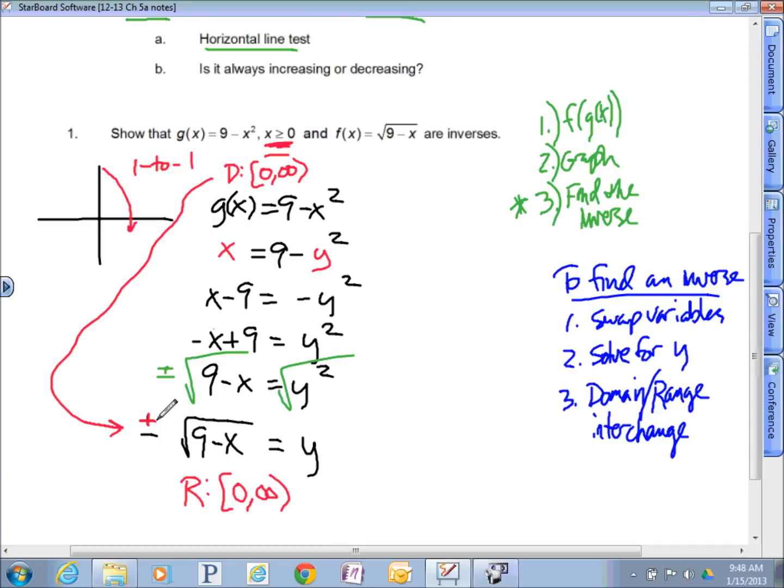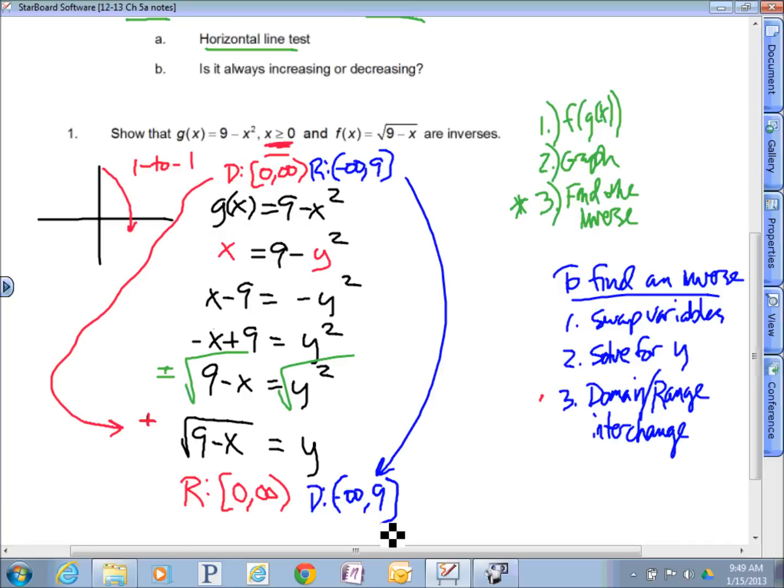So when I talk about this step 3 right here, this domain range interchange, whatever the domain is of the original function, my range is going to be of my inverse function. So I'm going to actually go through and take this negative out because I don't want that negative on my square root anymore. And while we were at it, if we come up here and we look, my original function would have a range of, let's see, negative infinity up to 9, which means when I come down here, the domain of my inverse function is going to be negative infinity to 9.